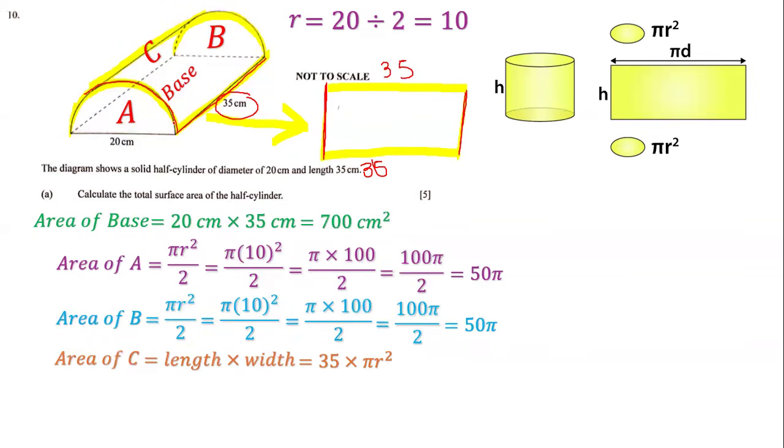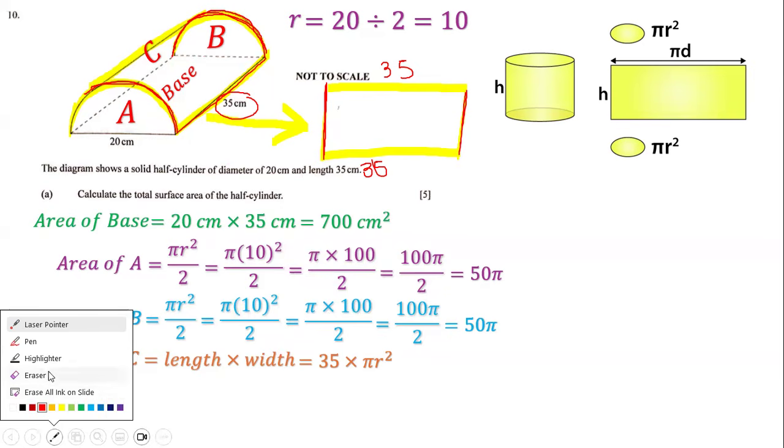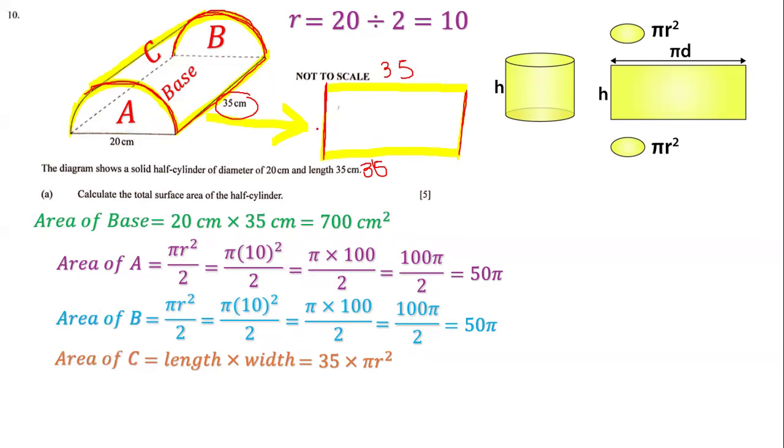Because this particular length is actually the curved portion of the semicircle, right? That's literally what that length is. And so that's why this particular length, we're going to call it pi r squared. And the reason why we have it as pi r squared, because it's going to be pi, right? Pi r squared. And so we have 35 multiplied by pi r squared.